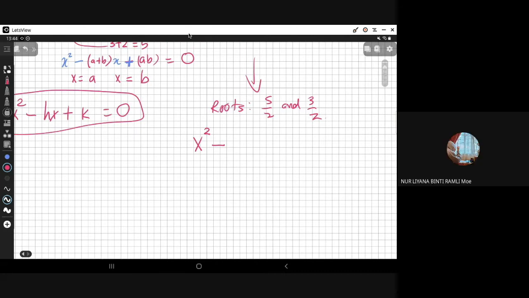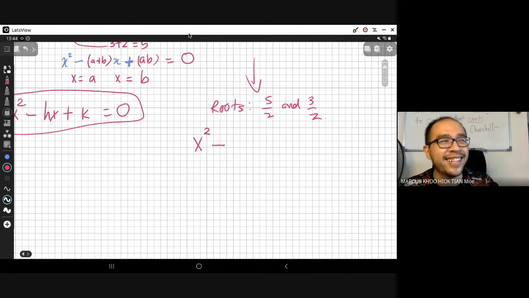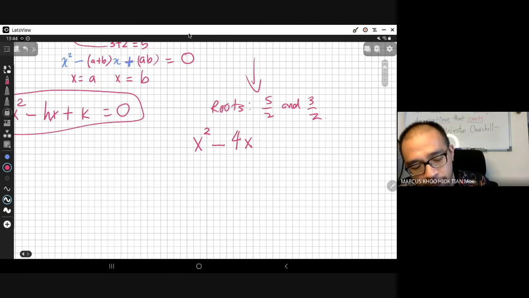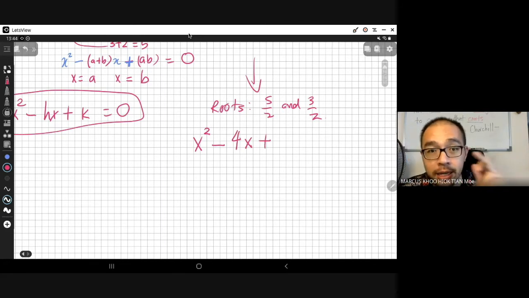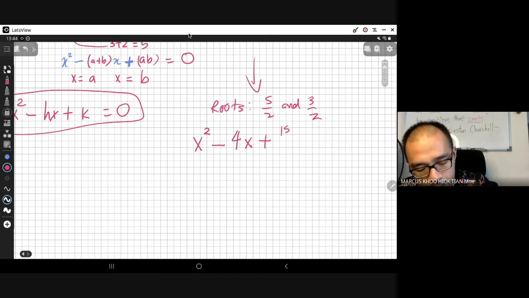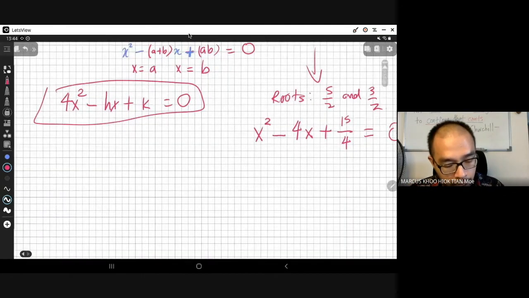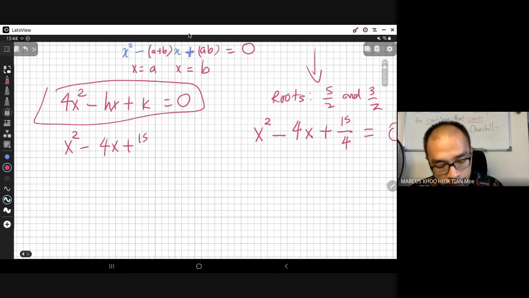Okay, tambah. 8 per 2, dan 8 per 2 is 4. Yeah, 4x. Okay, plus, what is my product of the roots? 5 kali 3, 15 per 4 equals to 0. Okay, now saya kasih banding ini: x squared tolak 4x tambah 15 per 4 sama dengan 0.